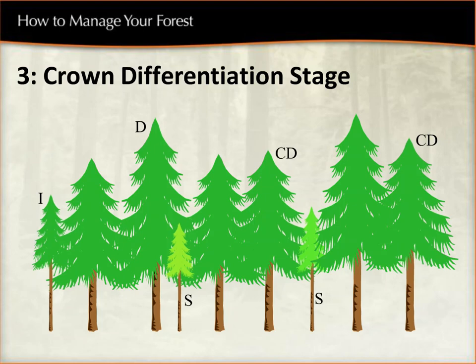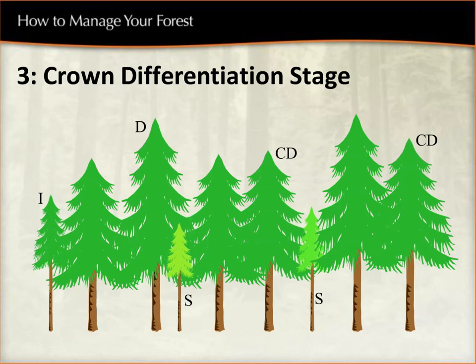Okay, let's move forward a few more years. Now we see that something very interesting is beginning to happen. Recall that all these trees are the same species. They were planted on the same day and theoretically pretty much all had the same opportunity to succeed and to grow well. But in stage 3, which we call the crown differentiation stage, notice that some trees are large and robust while others are smaller in height and diameter and not doing very well.